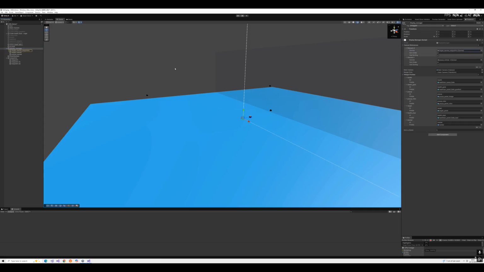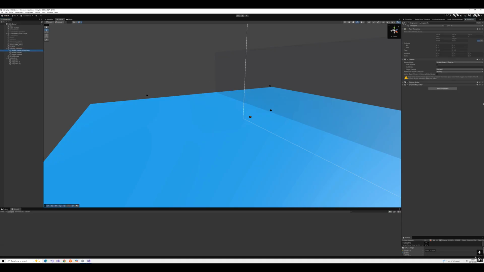Now, here we have target canvas, waypoints, target canvas. It doesn't actually matter what you call these or what order they're in on here. What you have is a sort order. So when you look at a canvas, it has this sort order. Higher number means it's in terms of layers of canvases.